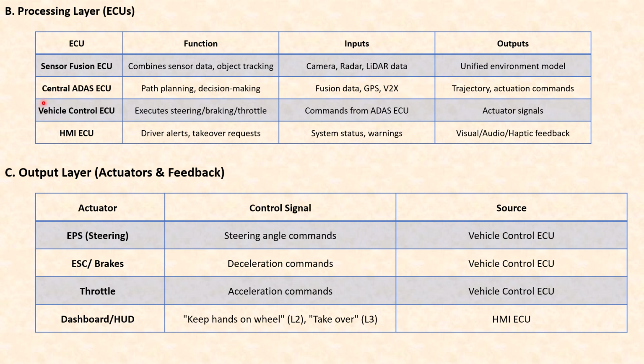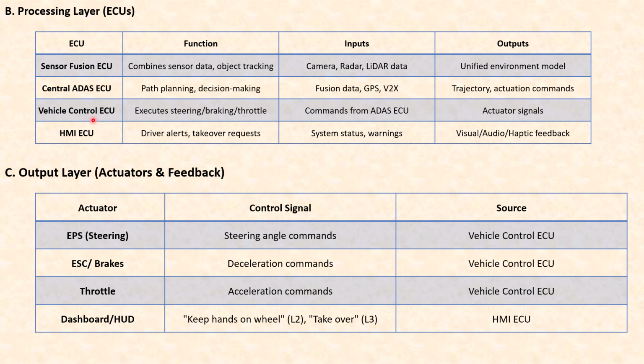All right. Now next comes the central ADAS ECU. When it comes to the central ADAS ECU, path planning and decision making is the function. That is the responsibility of the central ADAS ECU, and the input is fusion data, GPS, V2X, and the output is trajectory and actuation commands. For example, during parking assist or when you are reverse parking, you can see a trajectory on your display screen on the infotainment cluster. That is the trajectory we are talking about here.